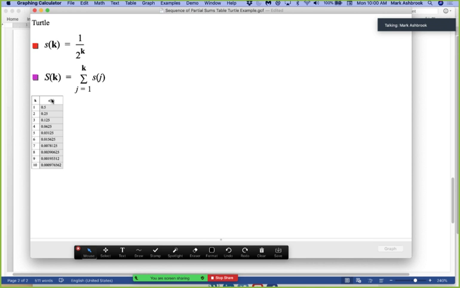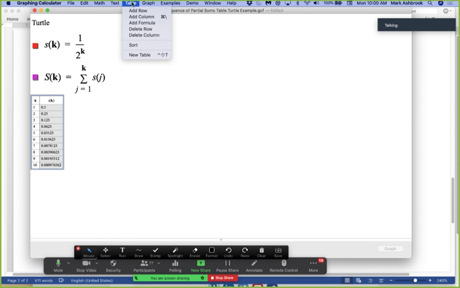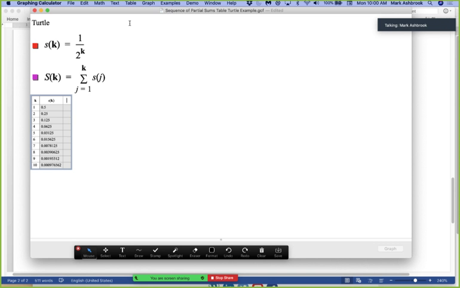All right, so I'm going to select the table. So select the table so there's a blue border around it. You just click somewhere in there, and then you're going to go up to table, and we're going to add a formula. It's going to make a new column, and we want that to be S of k. So capital S of k, and lo and behold, look what we got. 1/2, 3/4, 7/8, 15/16, 31/32, etc. So there's our sequence of partial sums.